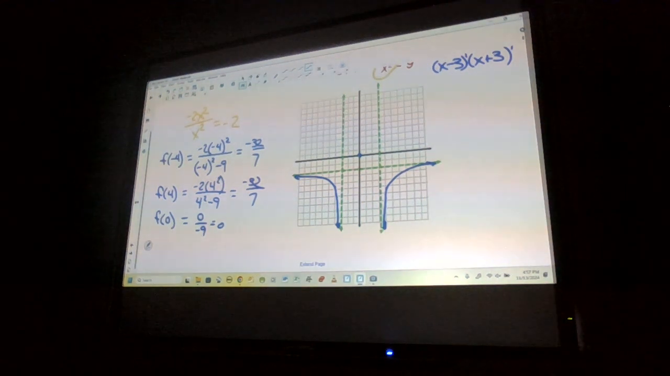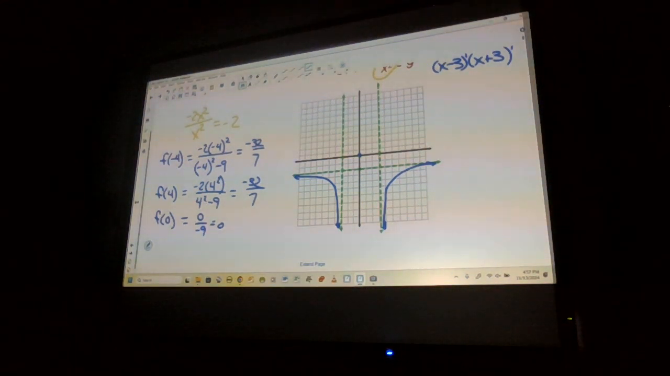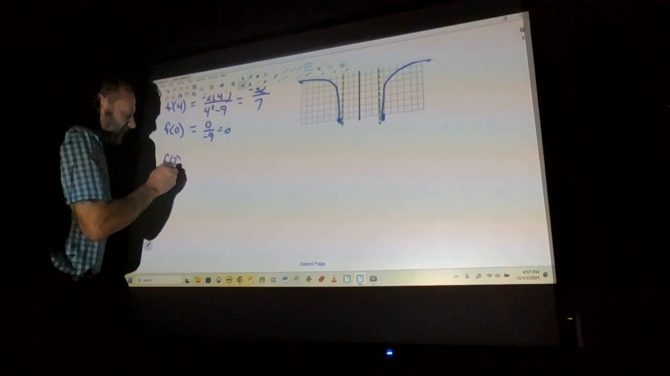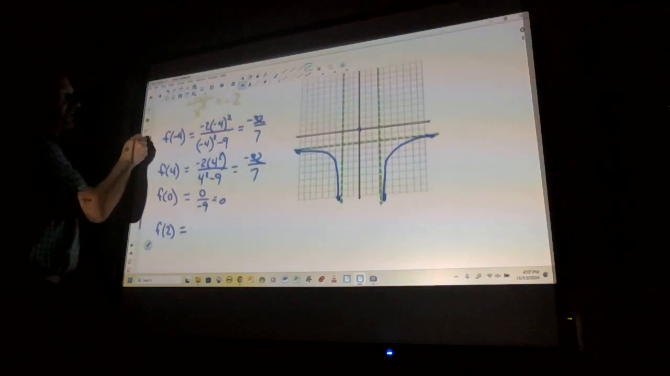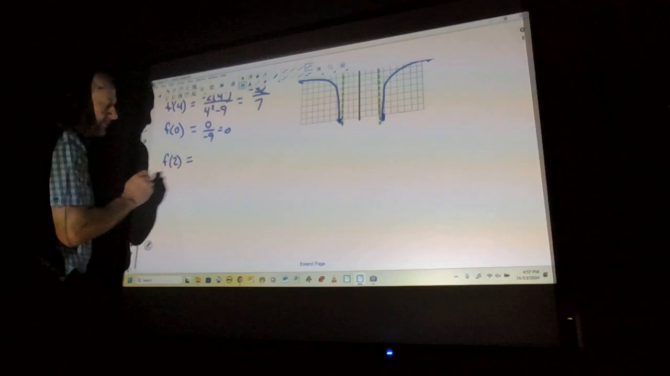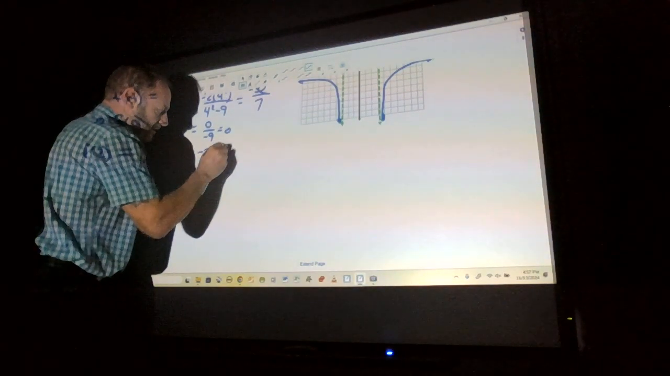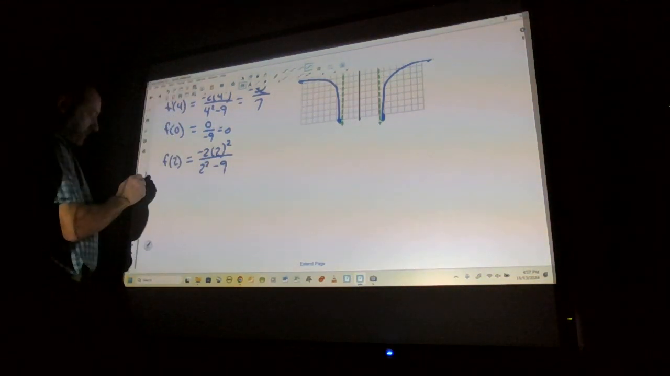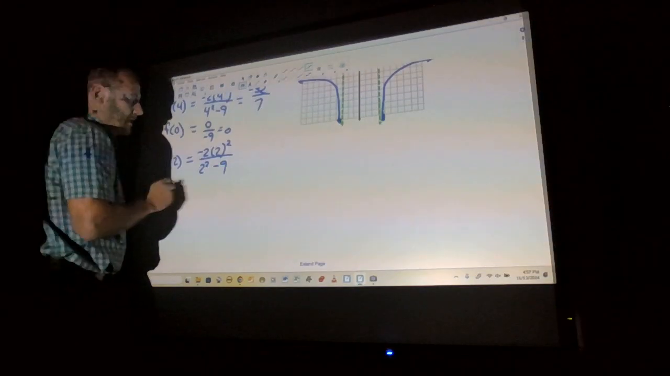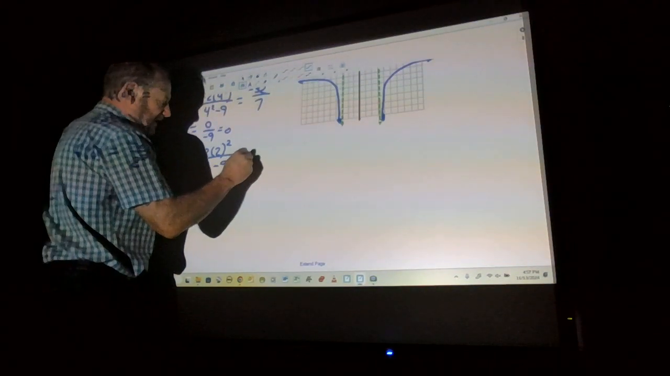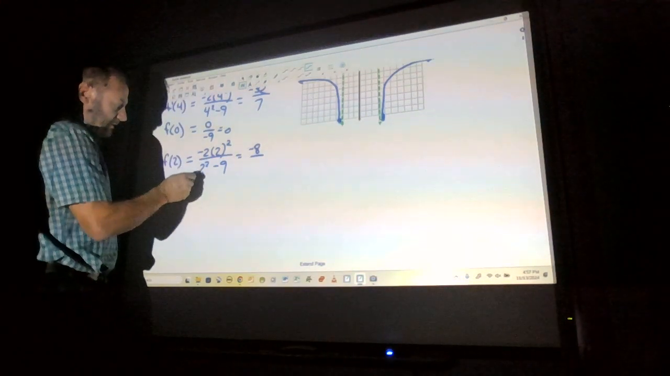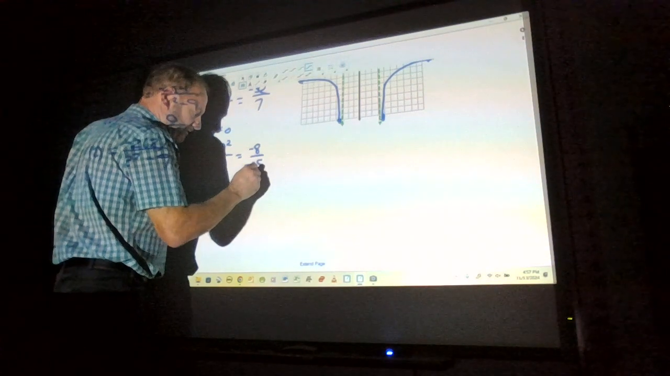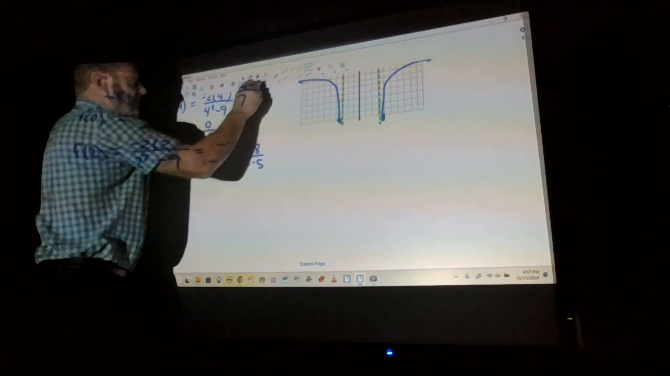I'd like to have a little better idea what this is, so I could pick a couple of points. It looks like it's going to be symmetrical, so I'm going to find f of 2, because f of 2 is pretty easy to find. That would be negative 2 times 2 squared over 2 squared minus 9. Is that right? Yep. So this is going to be negative 8 over 4 minus 9, that's going to be negative 5.